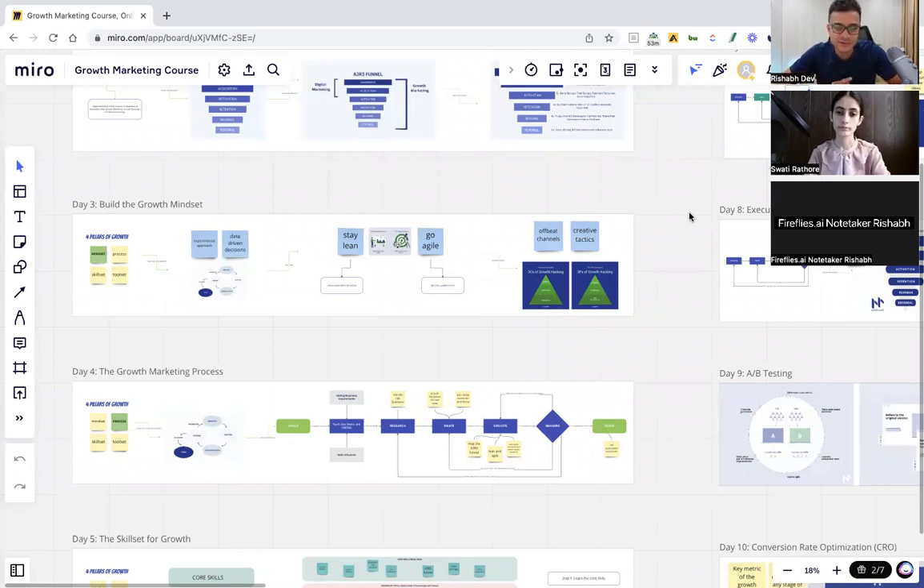Hello and welcome to the third day, day three of the growth marketing course. And in this day, we are going to discuss how to build the growth mindset.